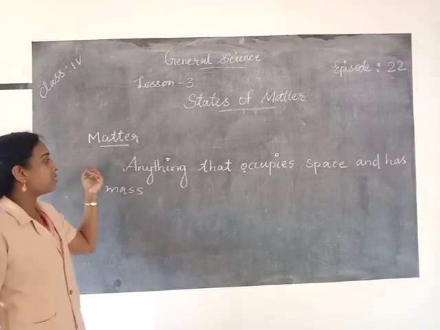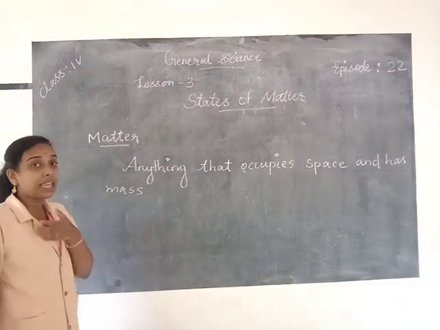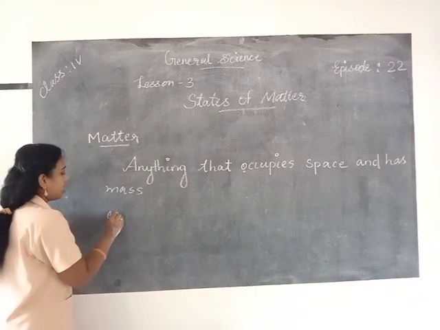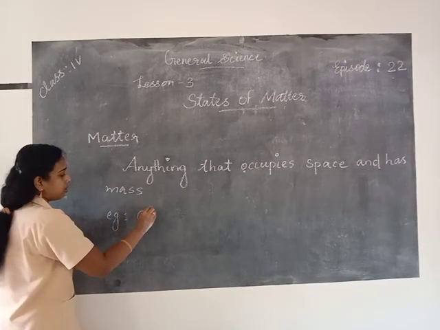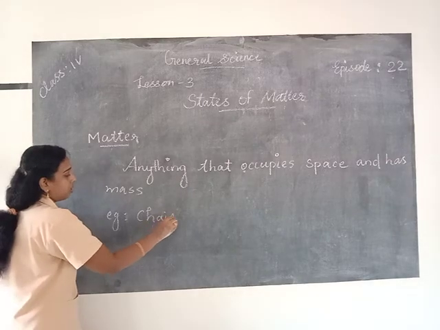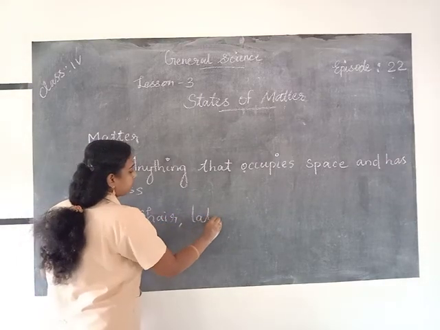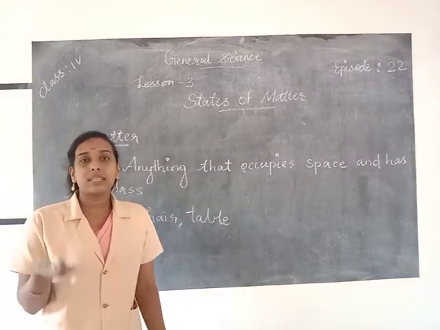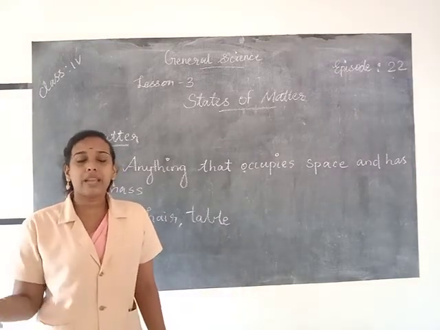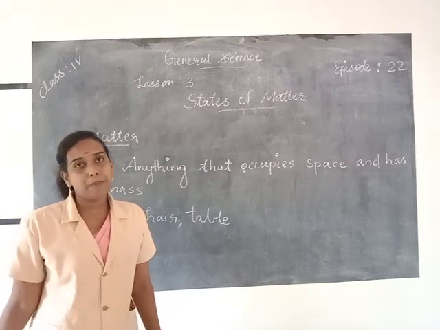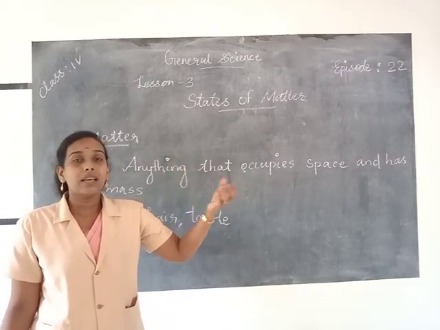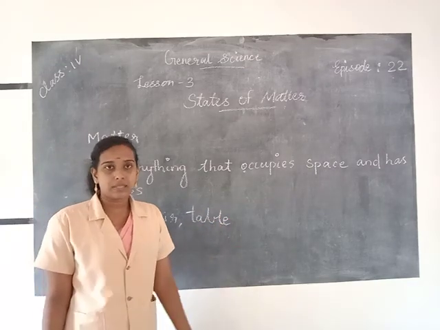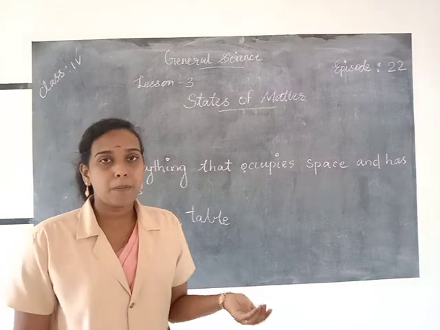So what do you mean by matter? Matter is anything, living or non-living. For example, chair, table, your notebook, instrument box, scale, pencil, pen, etc. are also made up of matter because they have a fixed mass and occupy space. So we can say that they are made up of matter.